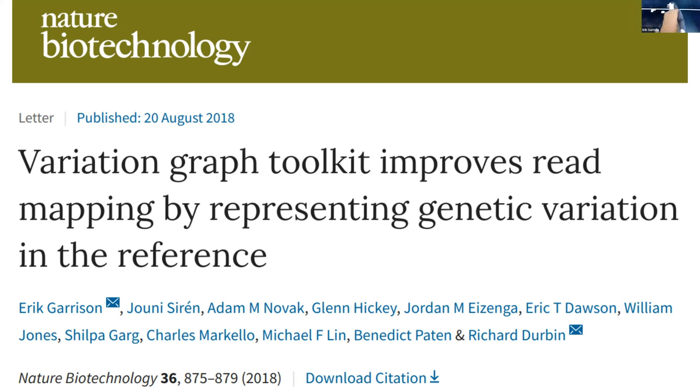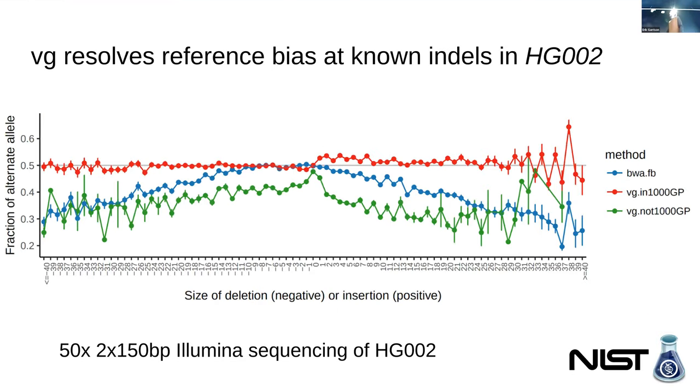So this is the first paper where we really show that the idea could give us a gain over standard techniques. And to do that, we had to replicate the standard techniques, but in a framework that generalized the reference to be a graph. So we build a sequence aligner that can take one of these variation graphs as input, can index it, and map reads against it. That's called VG map. And it is actually a clone of BWA mem.